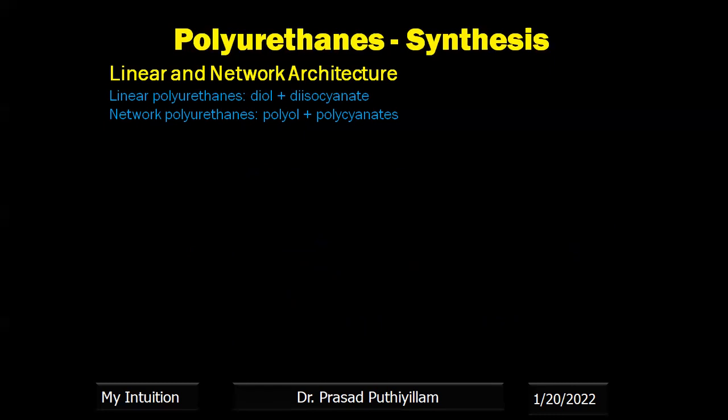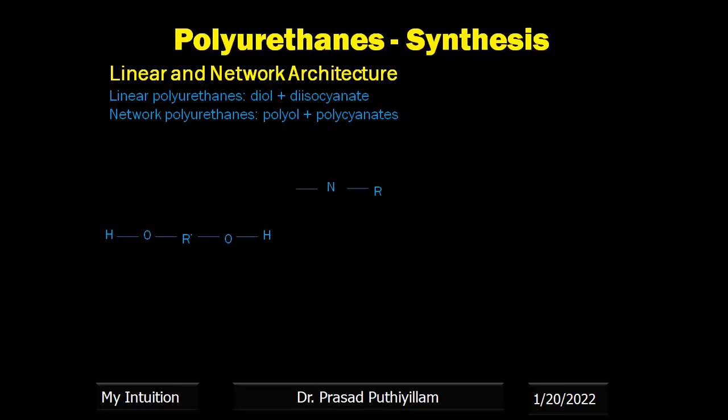Polyurethane based on the monomer used. If the monomers have only bifunctionality, like a diol as well as a diisocyanate, it will give linear polyurethane. Whereas if either one of the monomers is a polyol or a polyisocyanate, not a polycyanate, polyisocyanate, then it will give network polyurethanes. Okay, we'll take the example of the linear one here.